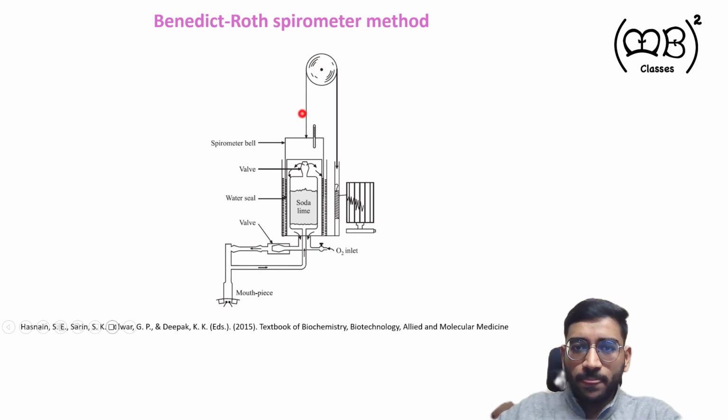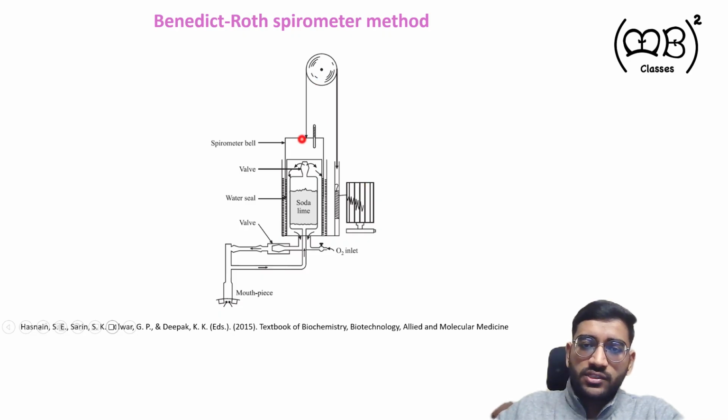If you don't know how a spirometer looks, this is a schematic diagram of a Benedict Roth spirometer. This is a pulley. This pulley is connected to the spirometer bell. The spirometer bell hangs between an inner cylinder and an outer cylinder. The part between the outer and inner cylinder is filled with water, and the inner cylinder has a canister with soda lime to absorb all the carbon dioxide which is passing through it. The pulley is connected to a writing pen which is connected with a kymograph. The kymograph drum is revolving and this is being recorded.